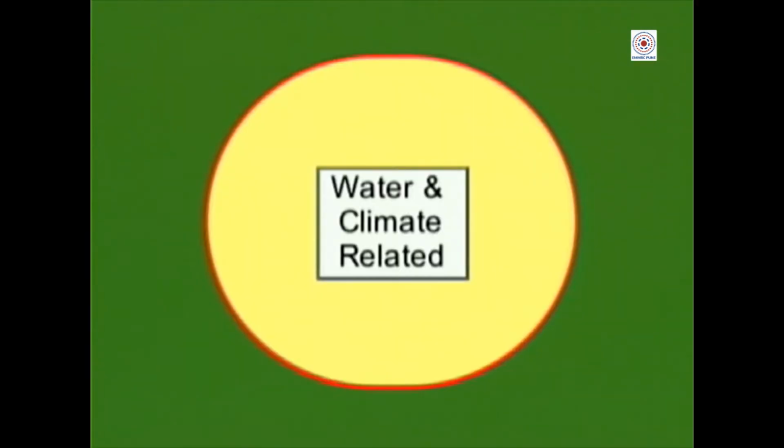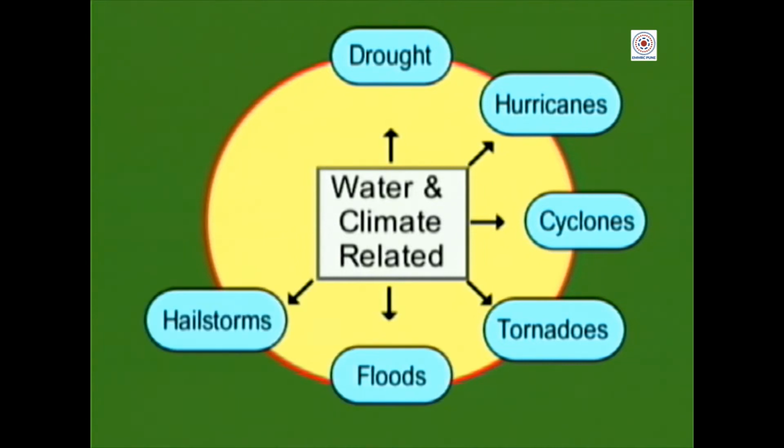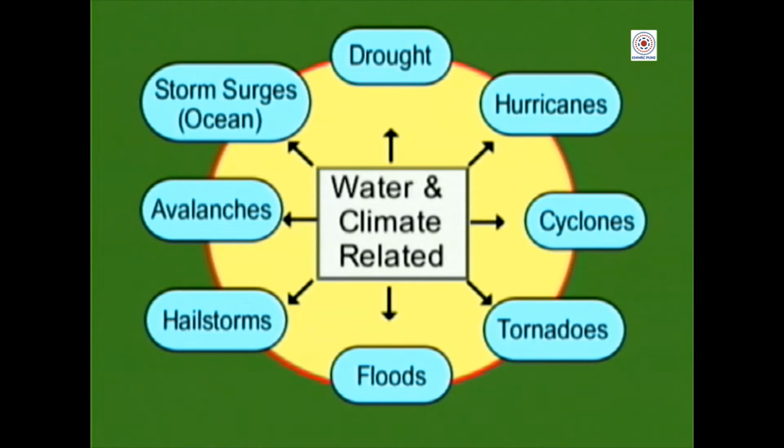Let us see one by one what different types of disasters are included in the major heads of the disaster classification. Talking about water and climate related disasters: drought, hurricanes, cyclones, tornado, floods, hailstorm, avalanche and storm surge are the various disasters included. We mostly know about droughts, cyclones, floods, avalanche and hailstorm. So, we will be talking about these types of disasters in due course of time.